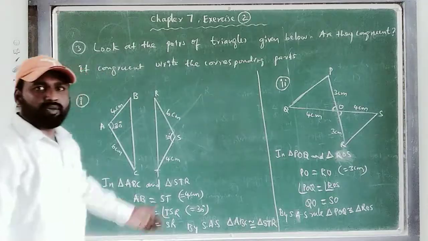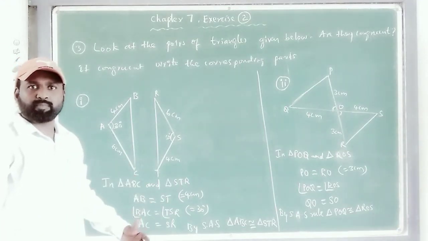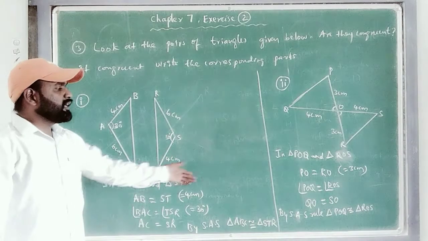Hope you all understood how to check the congruency of the triangles. So which sides are equal? Are they corresponding to each other? Are all the corresponding parts equal or not? Let us check. After that, you can write this.